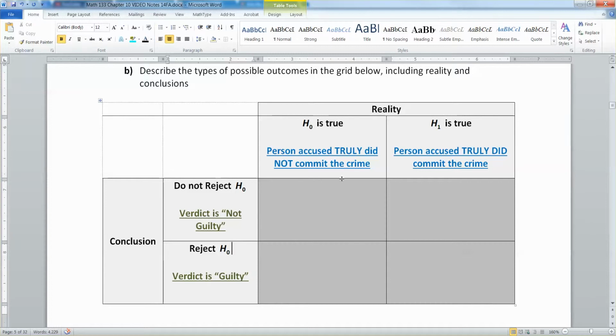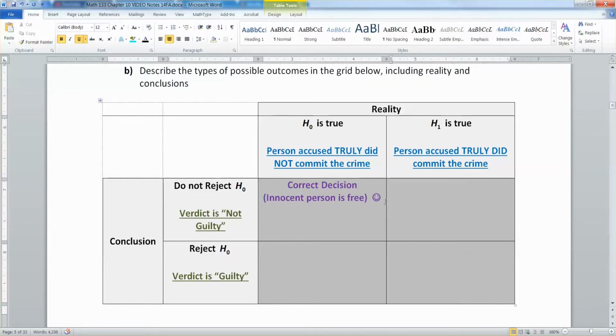All right. Now, this one would be a correct decision. For this particular square right here, the person did not commit the crime and the verdict is not guilty. That would be a correct decision to make. An innocent person walks free. Smiley face. All right, so that's a good thing.